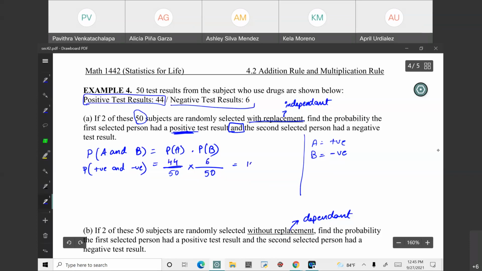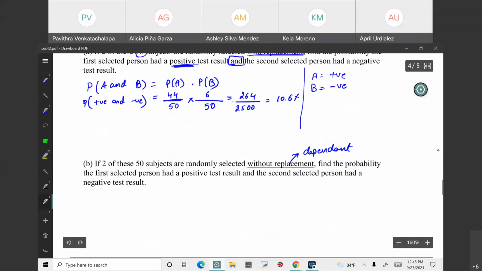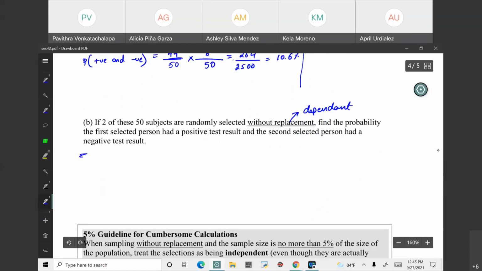You have to get around right in fraction. 10.6%. Okay, this has to be the answer. Now solve the second question and tell me the answer. This is similar to that. The only difference is this is a dependent event. Now choose the formula and answer.